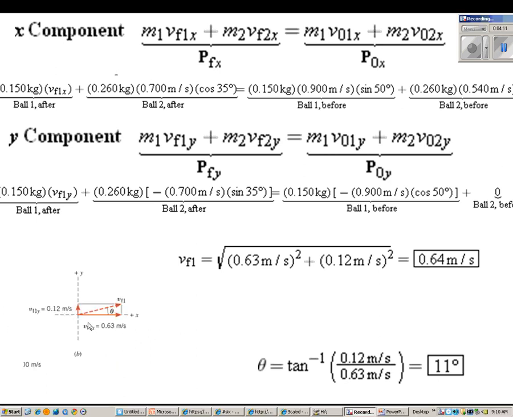So this resultant velocity we ended up with was 0.63 meters per second in the x direction, 0.12 meters per second in the y direction, and you can find that angle right there by doing inverse tangent.